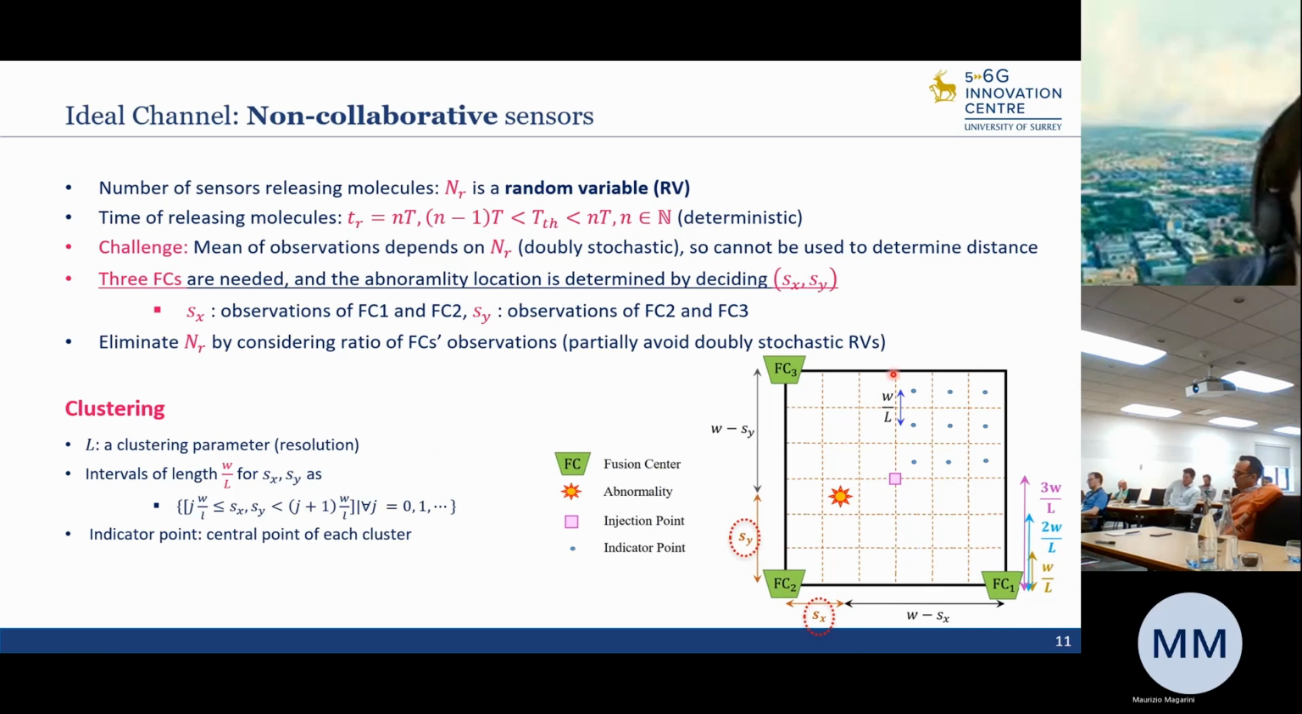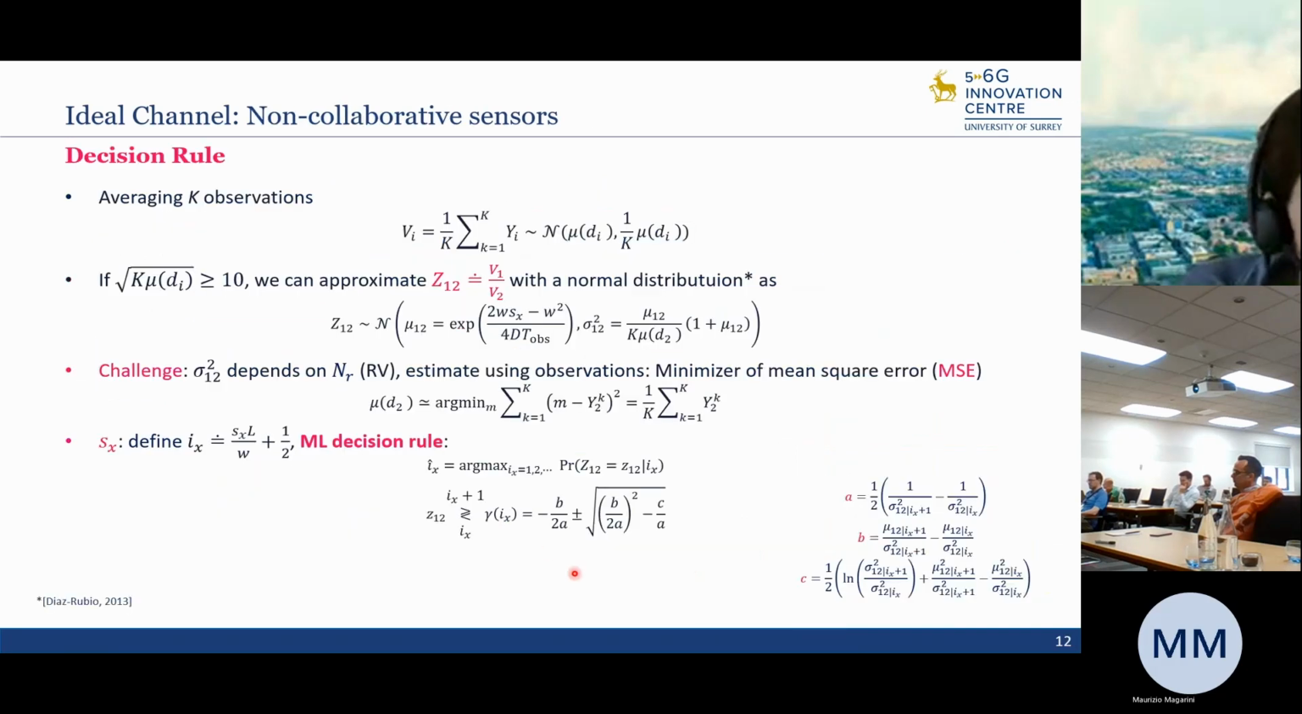Also here, because we want to find Sx and Sy, the clustering is different from the previous case. I don't want to go into the details, but considering the ratio of the observations, now we can estimate the distance. We also use another technique because the variance still depends on distance.